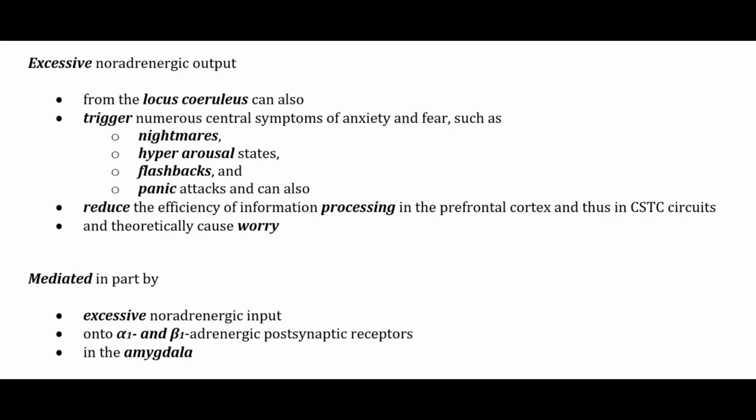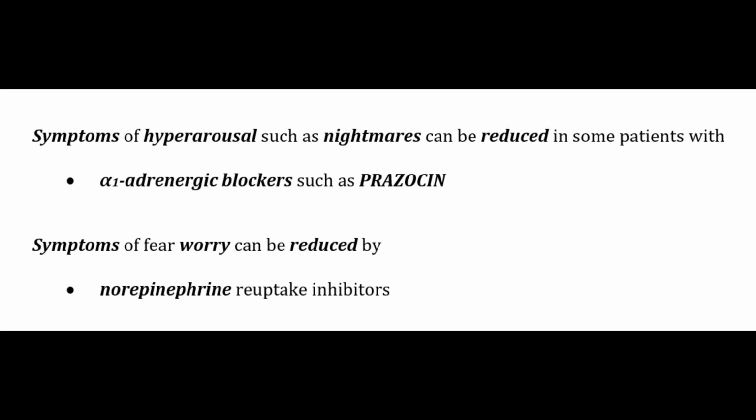Noradrenergic hyperactivity in anxiety. Excessive noradrenergic output from locus coeruleus can also trigger numerous central symptoms of anxiety and fear such as nightmares, hyperarousal, flashbacks, and panic attacks, which reduces the efficiency of information processing in prefrontal cortex and thus in CSTC circuits, causing worry. This is mediated in part by excessive noradrenergic input onto alpha-1 and beta-1 adrenergic postsynaptic receptors in the amygdala. Symptoms of hyperarousal such as nightmares can be reduced in some patients with alpha-adrenergic blockers such as prazosin, and symptoms of fear and worry can be reduced by norepinephrine reuptake inhibitors.